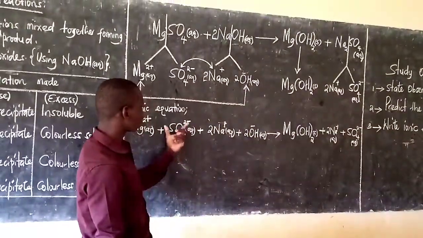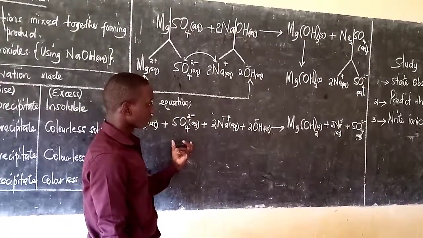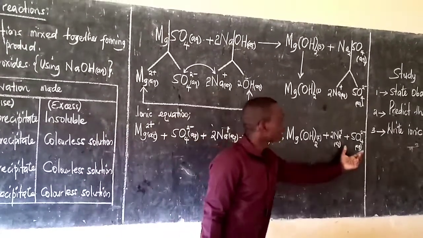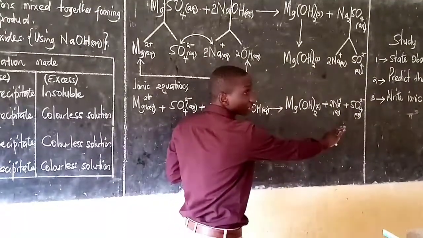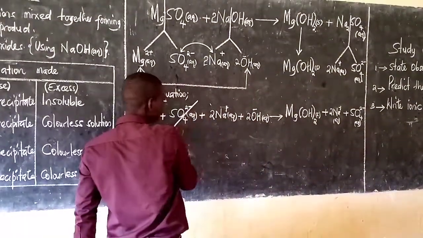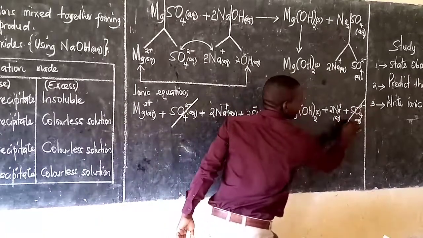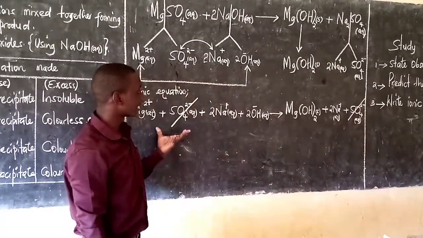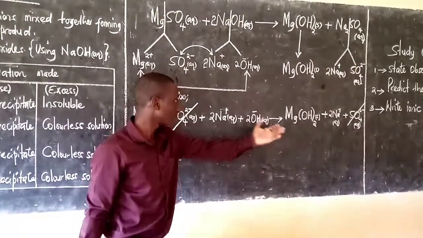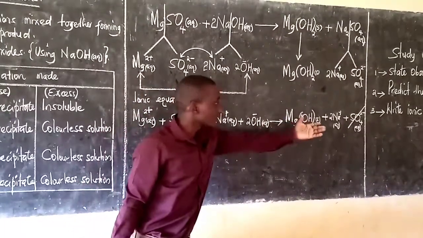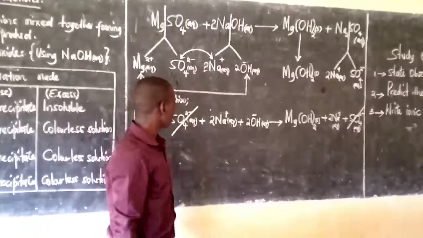We have the sulfate 2 minus appearing on the reactant side. We also have the sulfate 2 minus appearing on the product side. So those are spectator ions. So that one cancels with that. I want you to look at this as an elementary mathematical expression or equation. So that what is this side cancels out with what the other side.